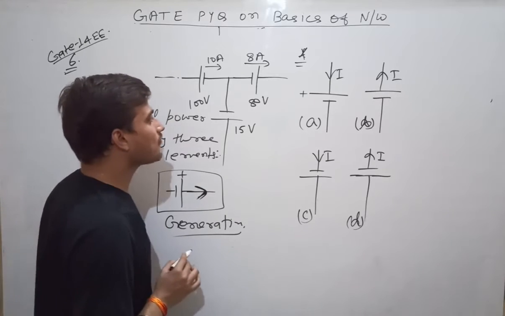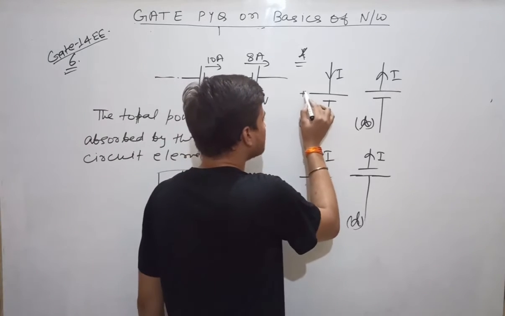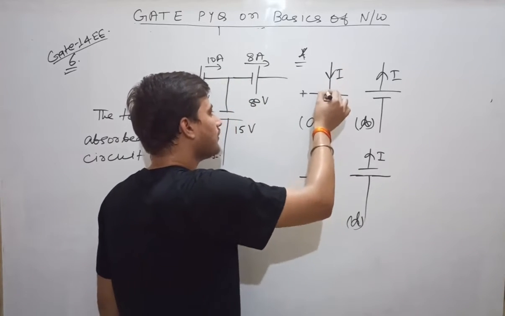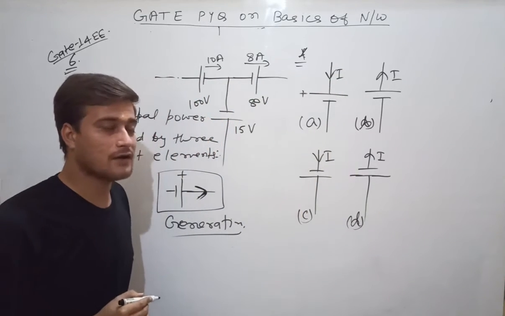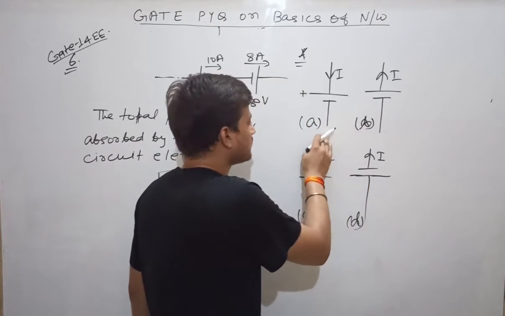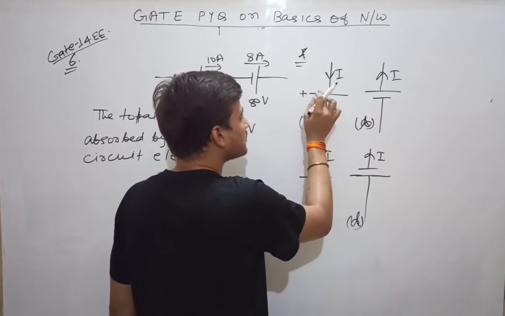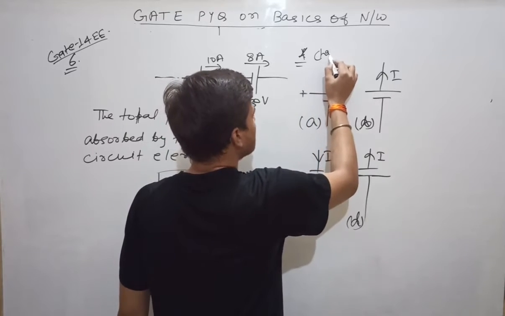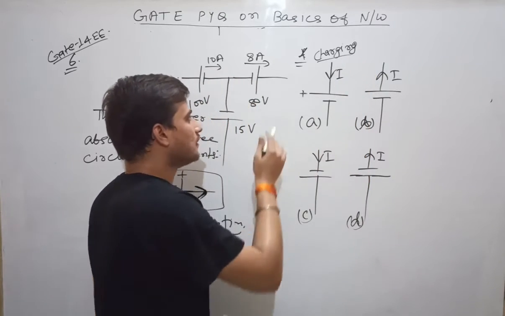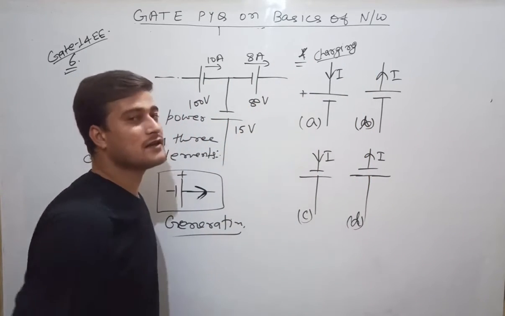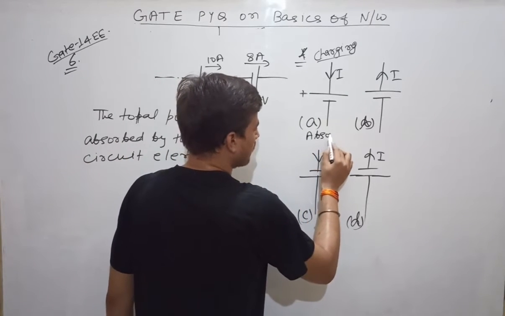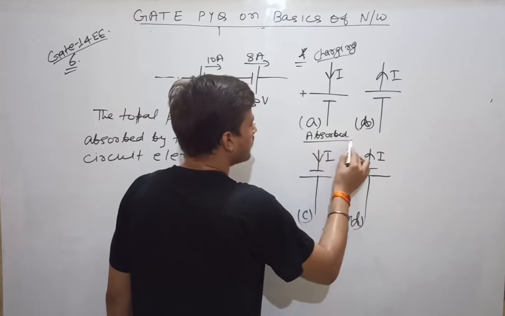So here what do you see? At the positive terminal, the current is in the downward direction. That means current is entering the positive terminal of the battery. This is only possible when the battery is being charged, when the battery is in charging mode. So you can say that this mode is charging mode. Charging means some power is being absorbed by the battery. So here the first one is absorbed.